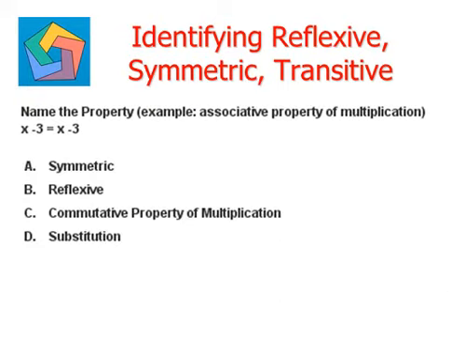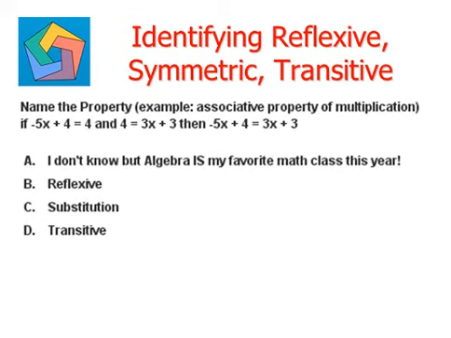Name the property, example associative property of multiplication, and we're given x minus 3 equals x minus 3. Now here we see that the expression on the left hand side of the equality sign is similar to the one on the right hand side. So that means this is the reflexive property of equality. Let's look at the next question.